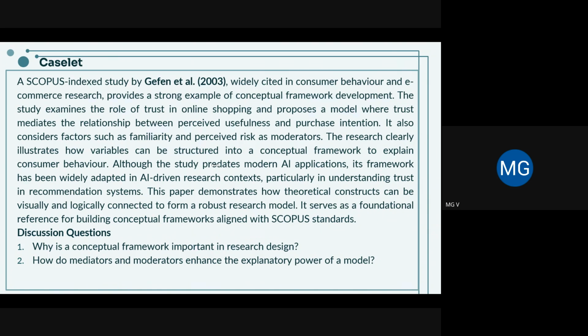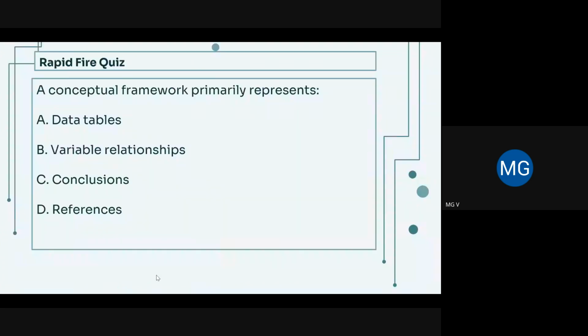Although the study predates modern AI applications, its framework has been widely accepted in AI-driven research contexts, particularly in understanding trust in recommendation systems. So this paper demonstrates how theoretical constructs can be visually and logically connected to form a robust research model. It serves as a foundational reference for building conceptual frameworks aligned with Scopus standards.